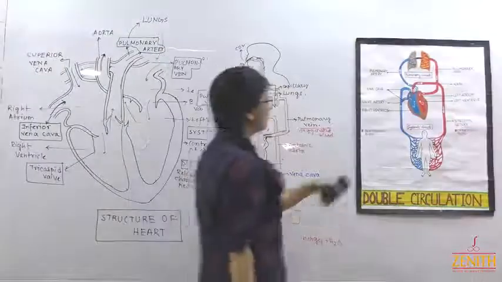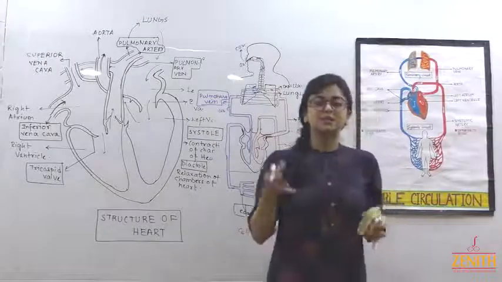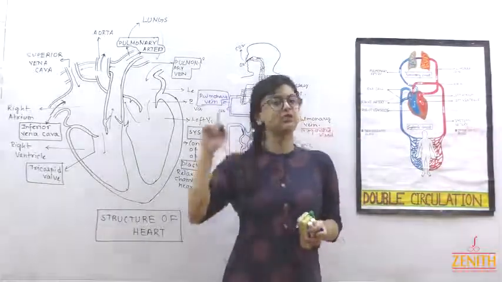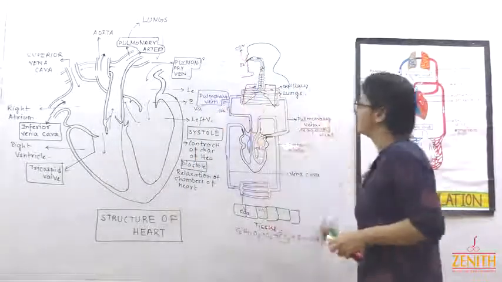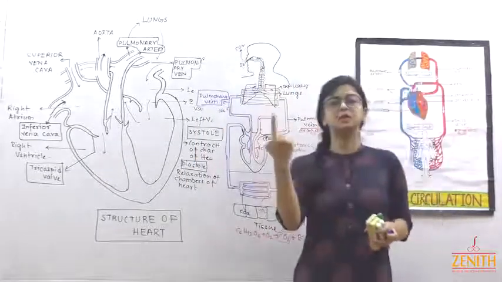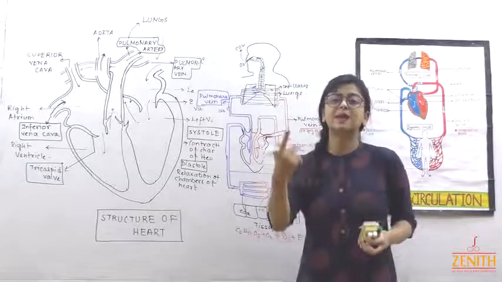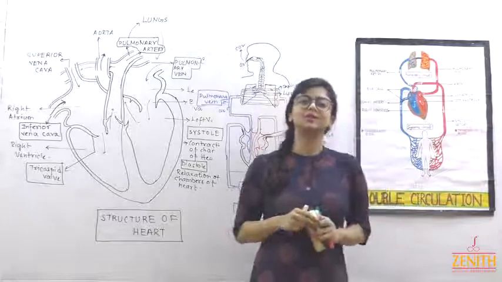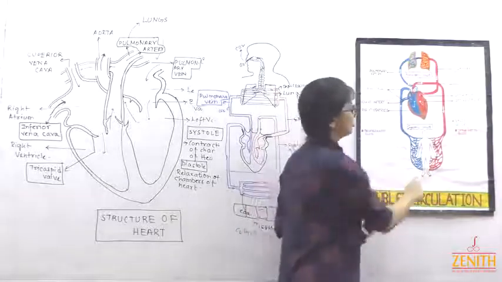Why? Because we can count that in our heart, the blood is flowing twice in one cycle. There will be a single cycle. This entire activity is within a single cycle, but within the single cycle, the blood is flowing twice in our heart. So that is why it is called the double circulation. So this is about the double circulation.